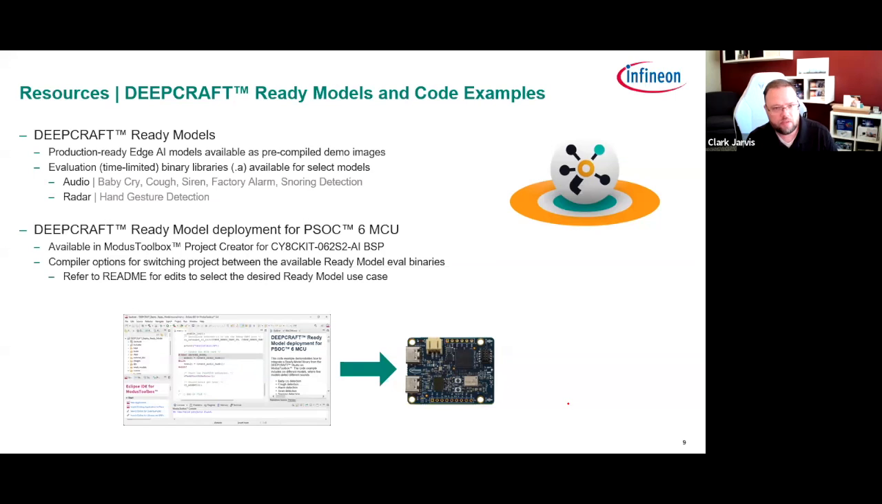So I can pick up one of these ready models, whether it's an audio-based one, doing things like baby cry, cough, siren, factory alarm, and snoring, or a radar-based one, which is the hand gesture detection, so swiping left, right, up, down, and a press. You don't really have control over adding more data or changing how the model works. The model is as it is.